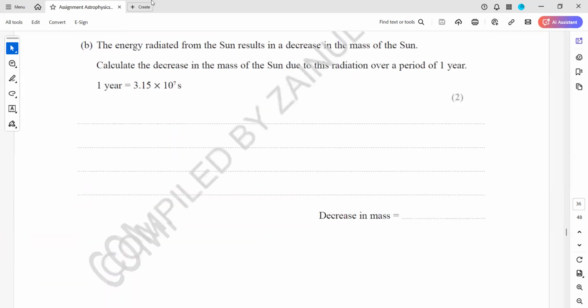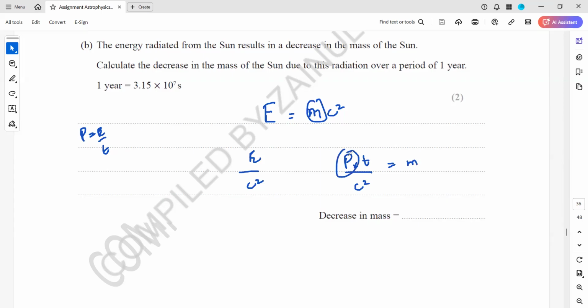So according to Einstein's equation, E is equal to mc square. If I need the mass, it will be energy divided by c square. And if I need energy, power is energy divided by time, so energy is power multiplied by time. So power multiplied by time divided by c square will be equal to m, where P is the power. How much is the power?